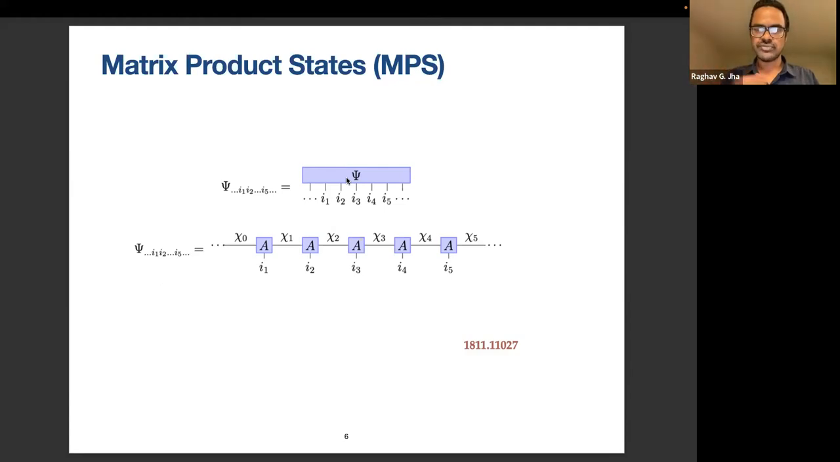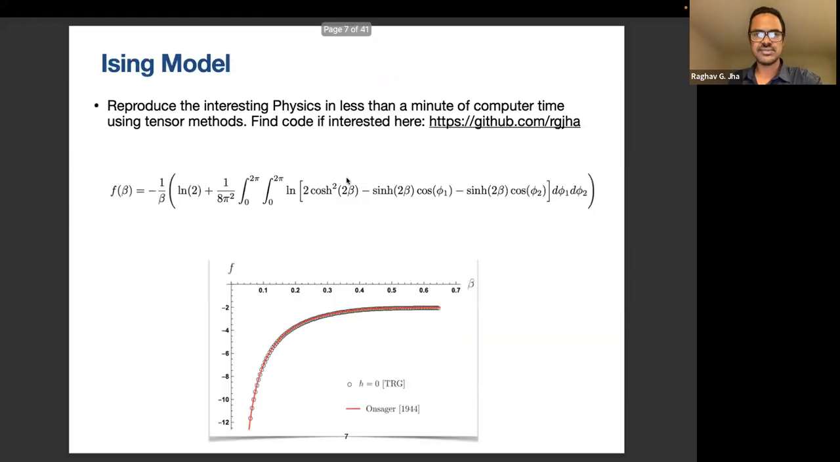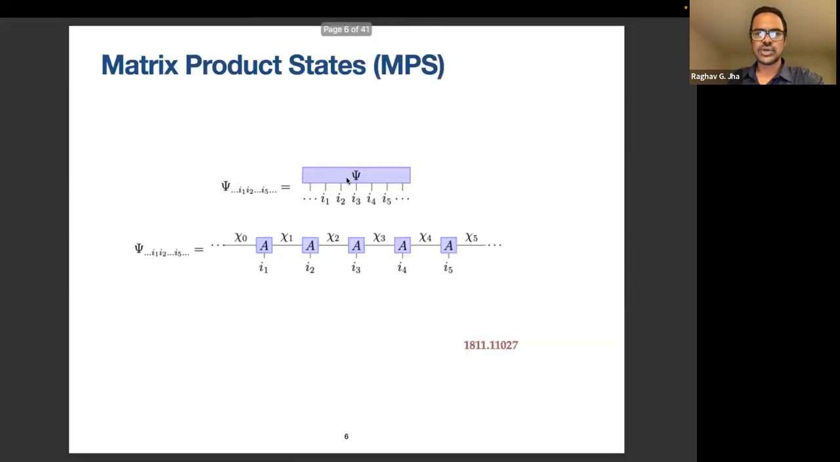And then you do some sort of a loss function optimization to tune all these A's such that they give a minimum energy. And that is the psi approximation. So that is what MPS is in very short words. And that is what the Hamiltonian formulation of tensor networks is.